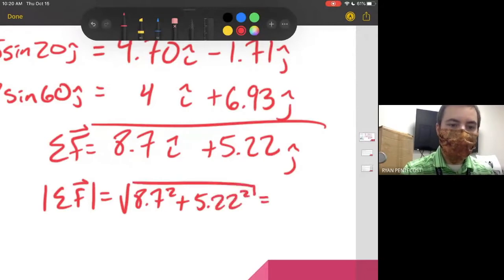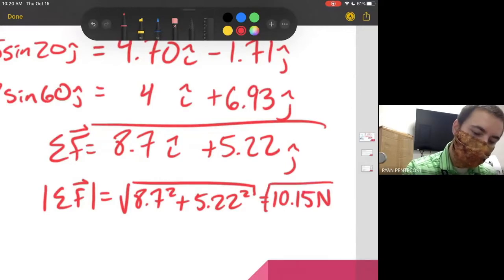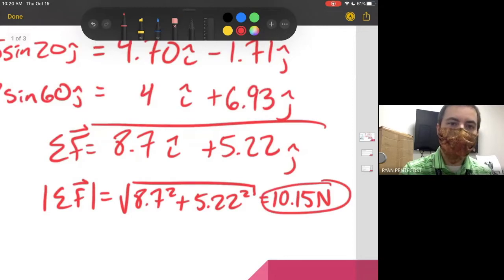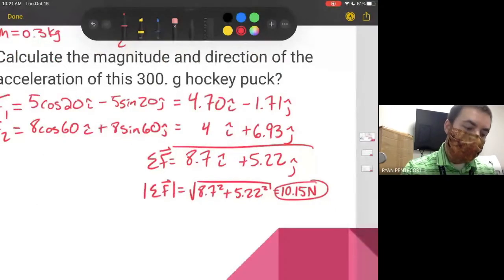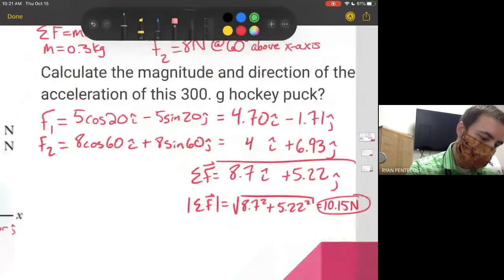And that comes out to about 10.15 newtons. Oh wait, that is not our answer, so I'll just circle it. That's an important component there. All right, now we've got our summation of forces. Now we can plug that in for our acceleration, right? Let's get it right here.